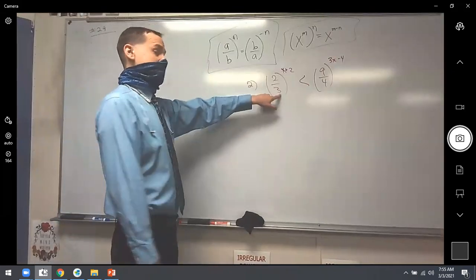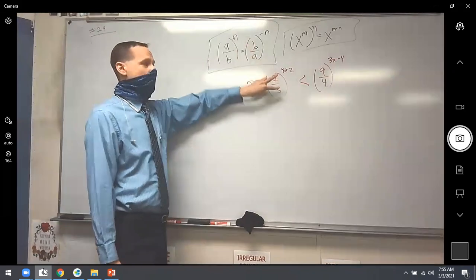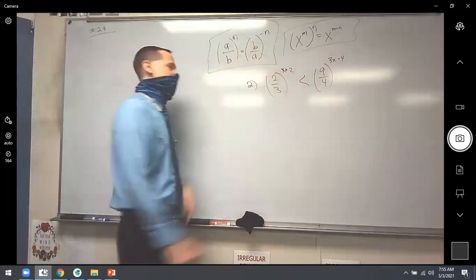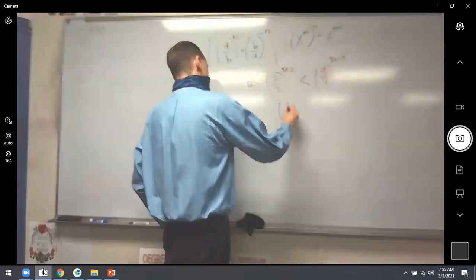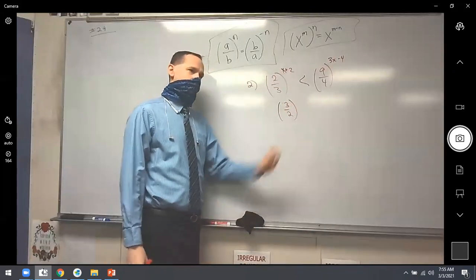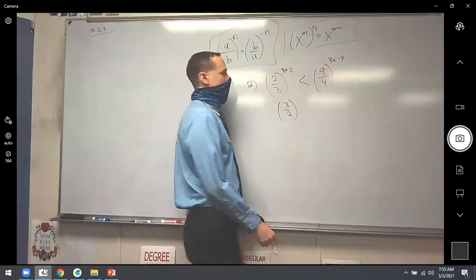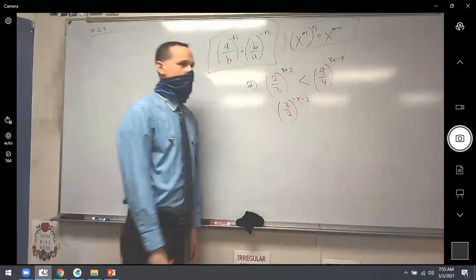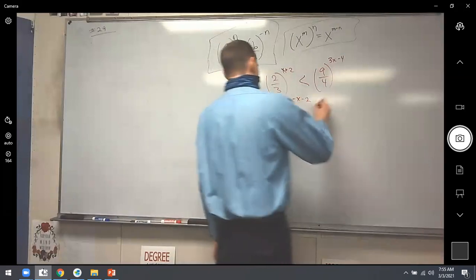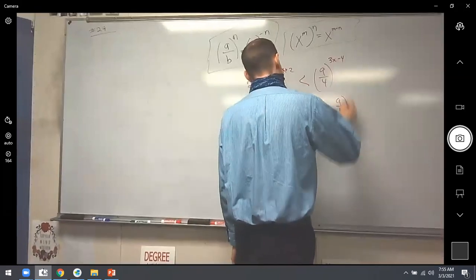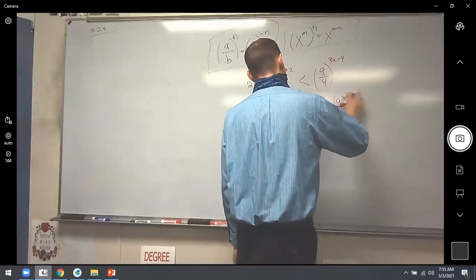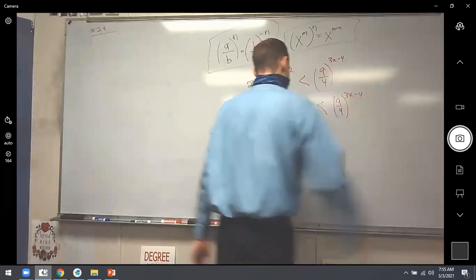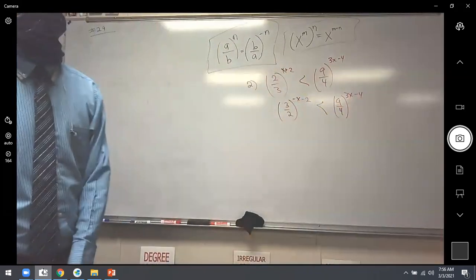Well, like we already said, this is less than 1. So without even any more thought, we're going to flip this guy and negate the exponent. So we'll call that 3/2, 2/3 flipped. And not raised to the x plus 2, but the negative x minus 2 right there. That's step 1. Huh. And you're left with this thing.